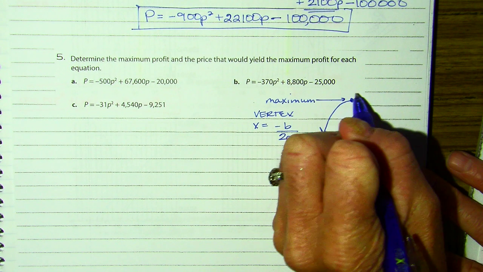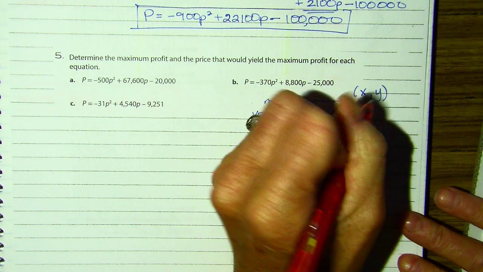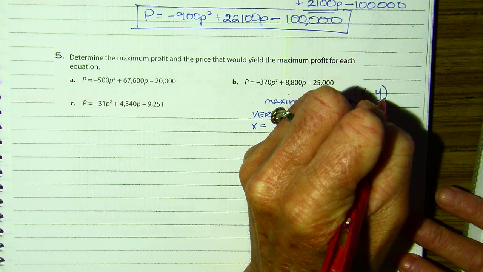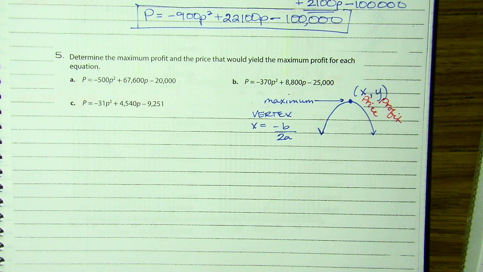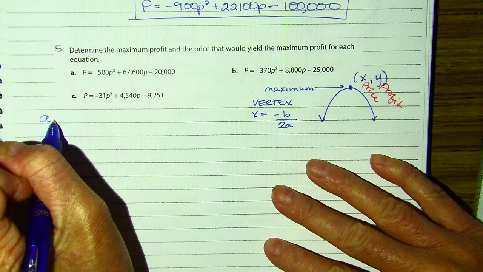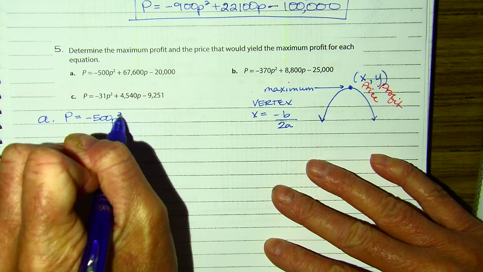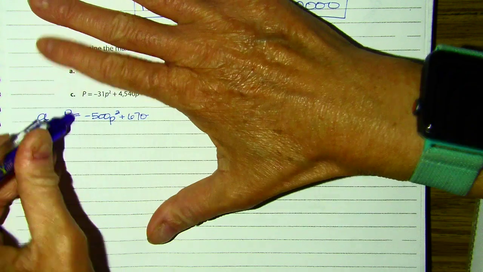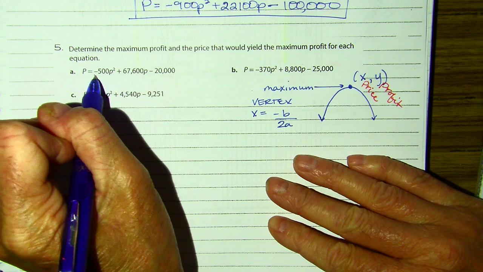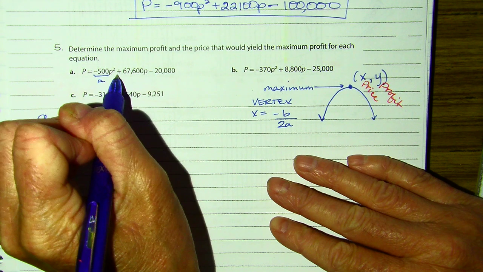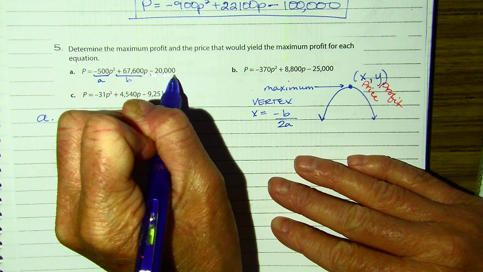So when we find this point, x comma y, x will represent our price, y will represent our profit. Okay, so let's do part A. So I have p equals negative 500 lowercase p, that can be confusing, plus 60, well, you know what, there's no point in me rewriting this equation. I want to save space. So this part here, negative 500, that's A, 67,600, that's B, and this right here is C.